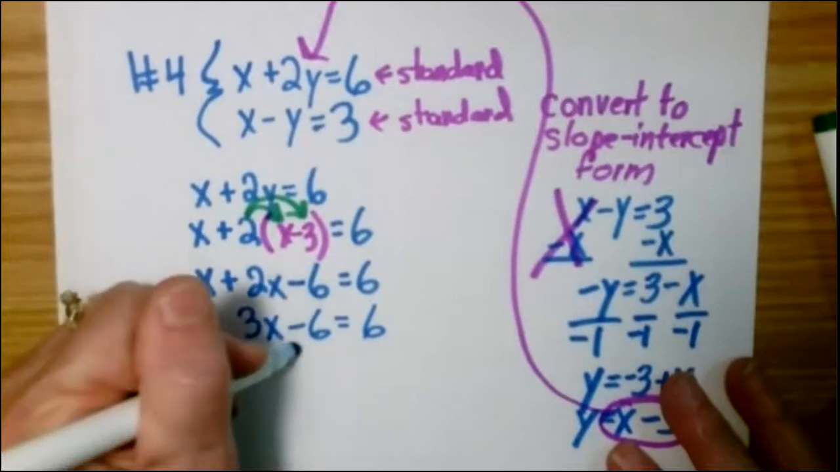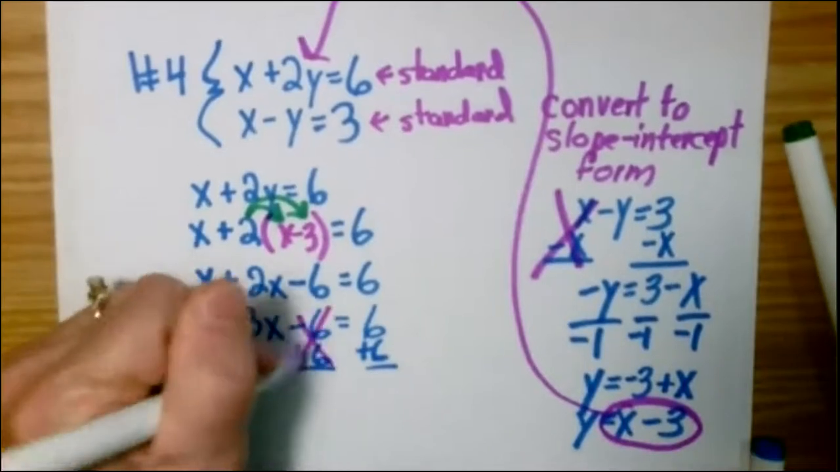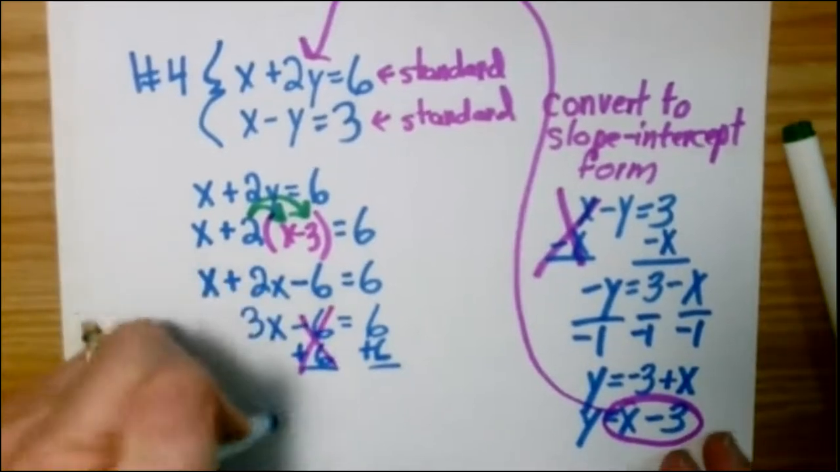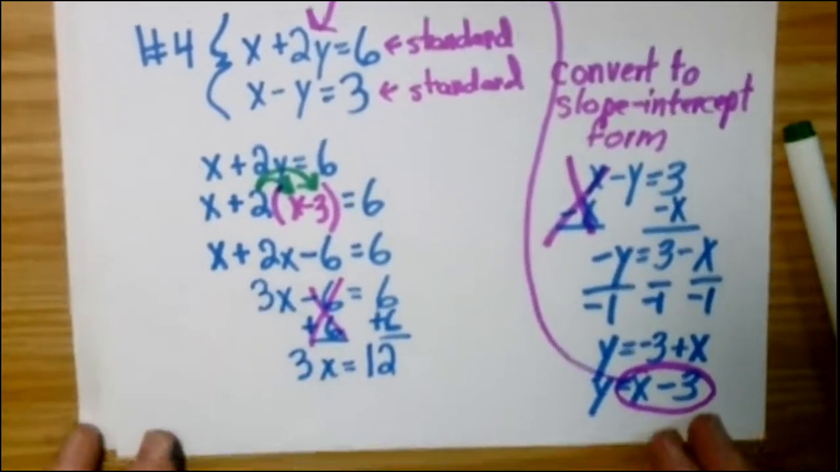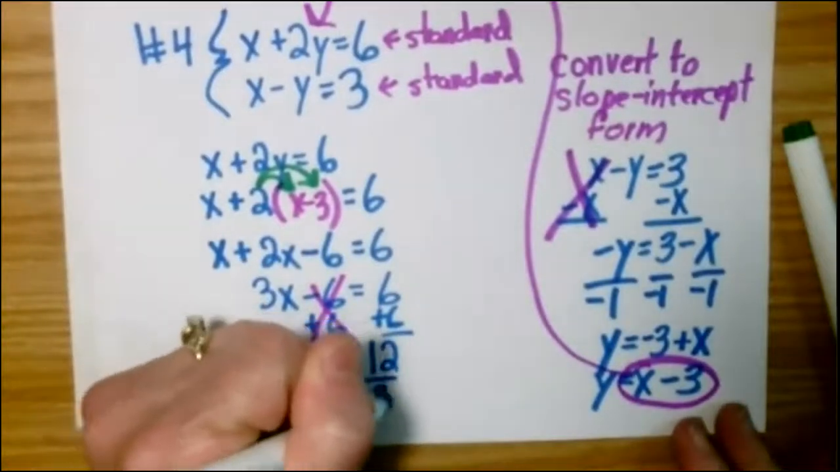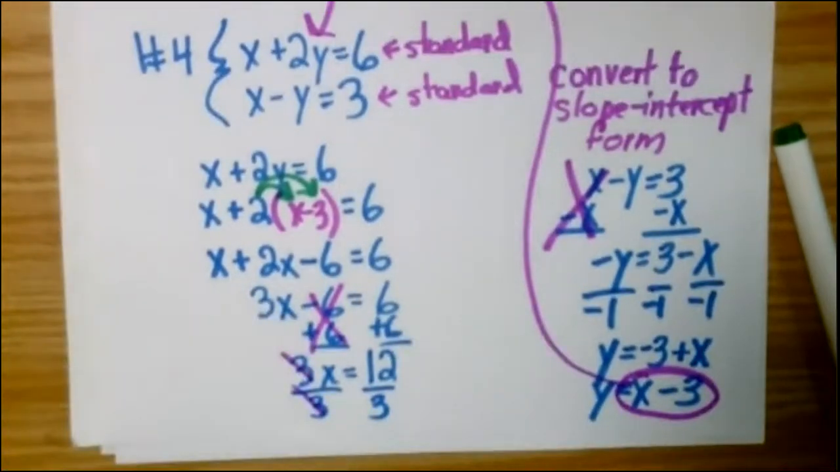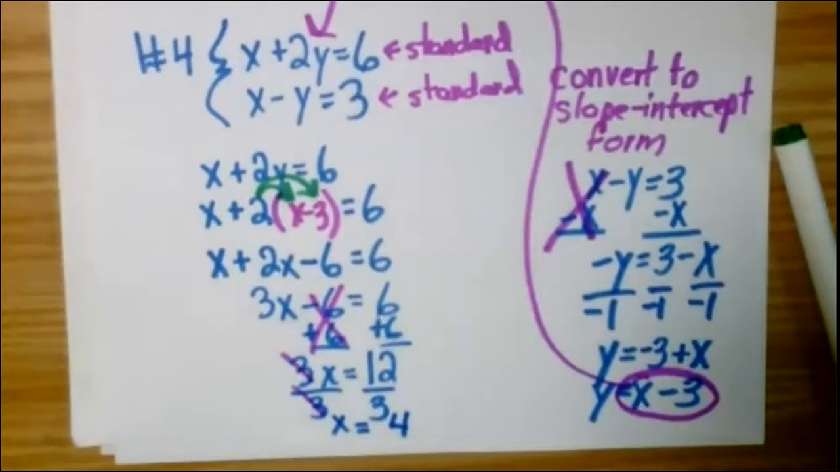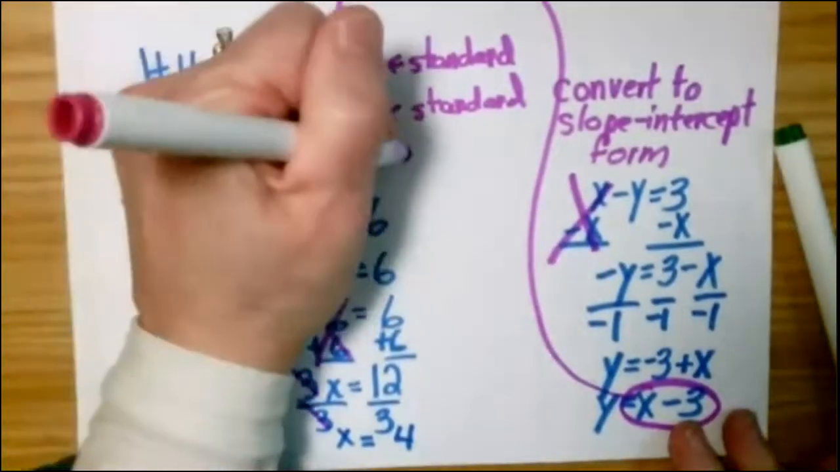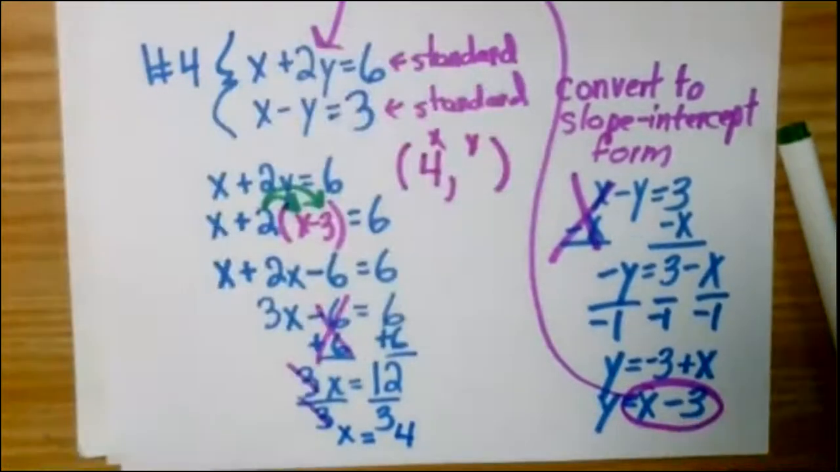Got to get x by itself, so I'm going to add 6 to both sides. The negative and the positive cancel out. I'm left with 3x equaling 6 plus 6, or 12. Divide by 3. The 3's cancel out. I'm left with x equals 12 divided by 3, which is 4. So the solution so far for our problem up here, where can I put it? I'll put the solution here. So far it is 4 for our x value. We don't know the y value yet.